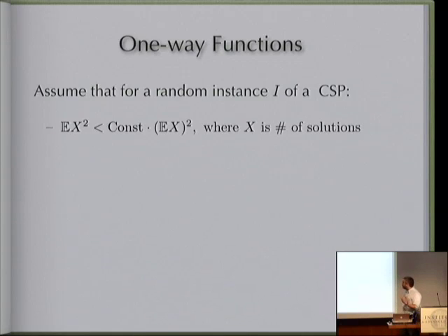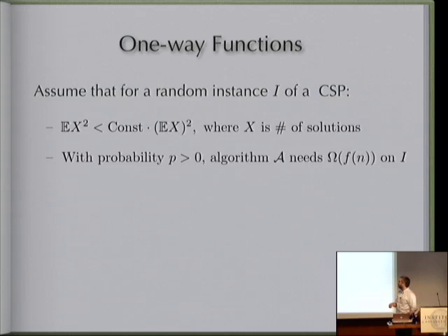So assume that for random instances of some particular constraint satisfaction problem, it is true that you can establish concentration on the number of solutions. So let's say graph coloring. This is something for which we already know that the number of k-colorings in a random graph is a sharply concentrated random variable. So in this sense, and assume further that with some probability, some particular algorithm needs a fair amount of time on a random instance from this distribution.